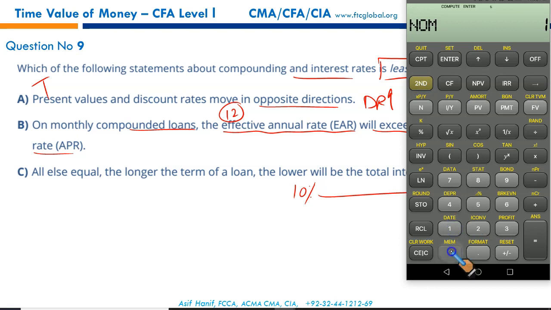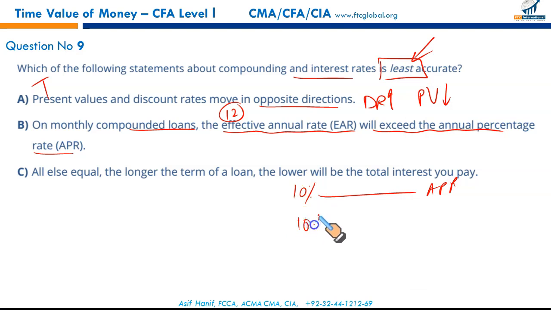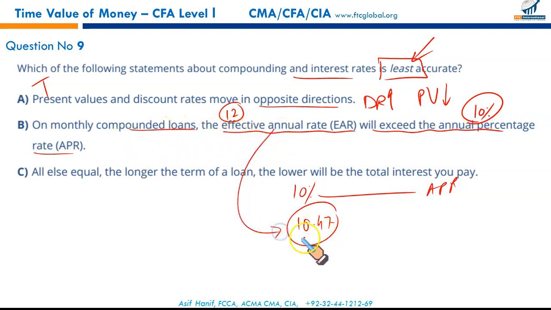10% nominal rate, enter up. Frequency of compounding 12, enter up, and you will see it is 10.47%. So you can see here that when the frequency of compounding is 12, the effective rate would be higher. On monthly compounding loans, the effective annual rate will exceed the annual percentage rate. The annual percentage rate was 10%, whereas monthly compounding gave you an annual effective rate of 10.47.